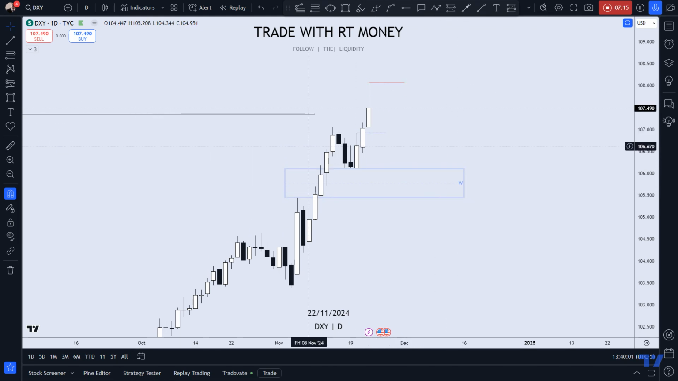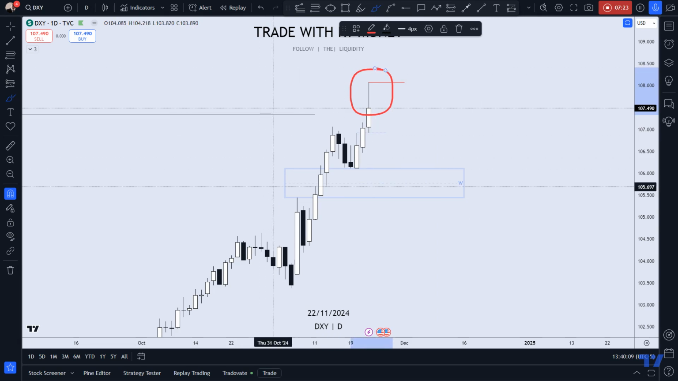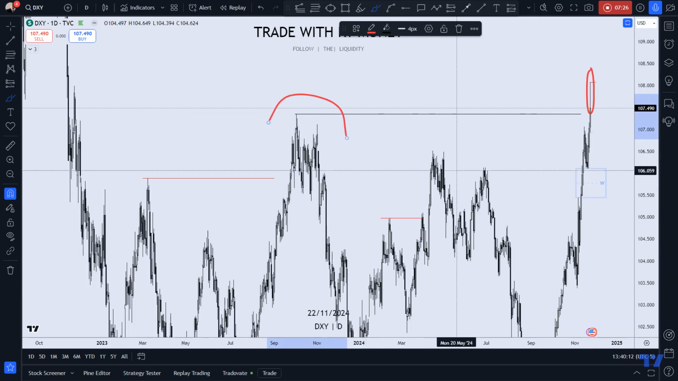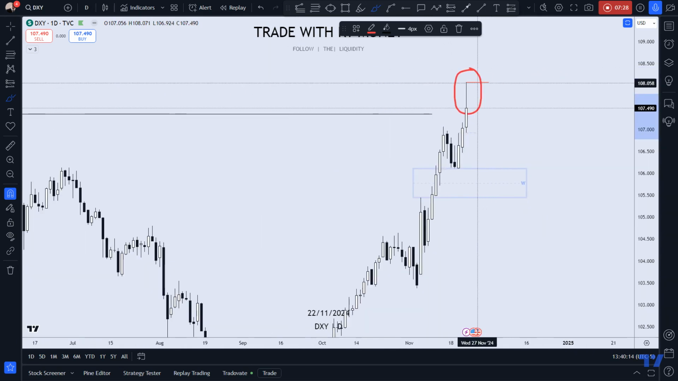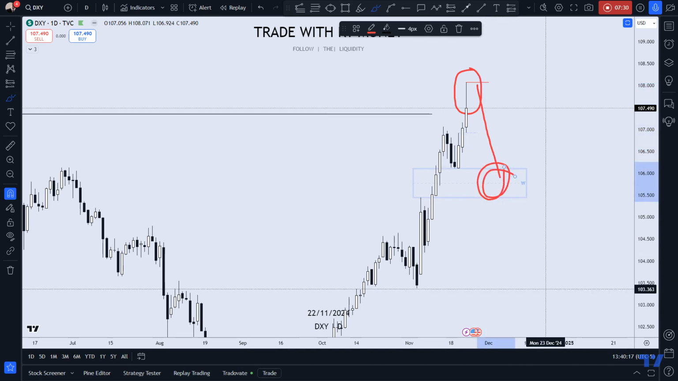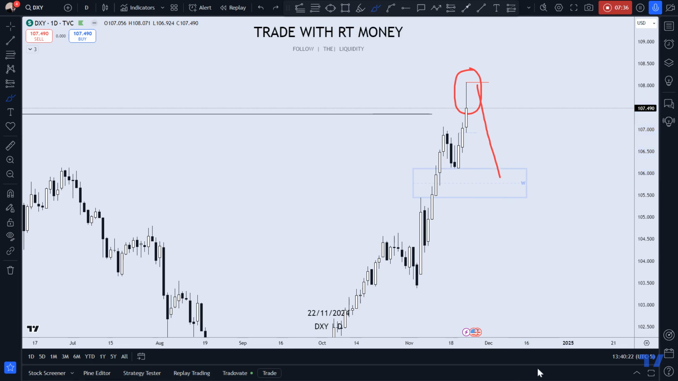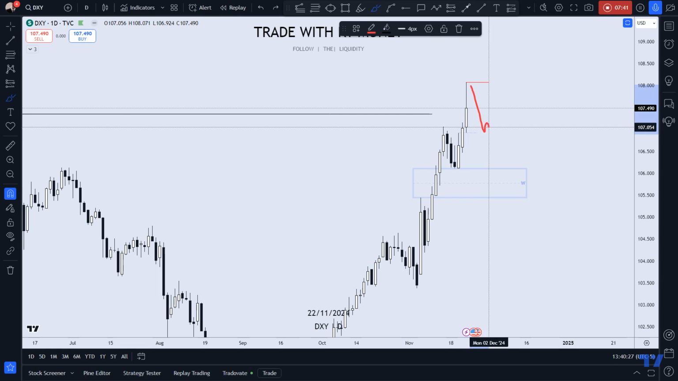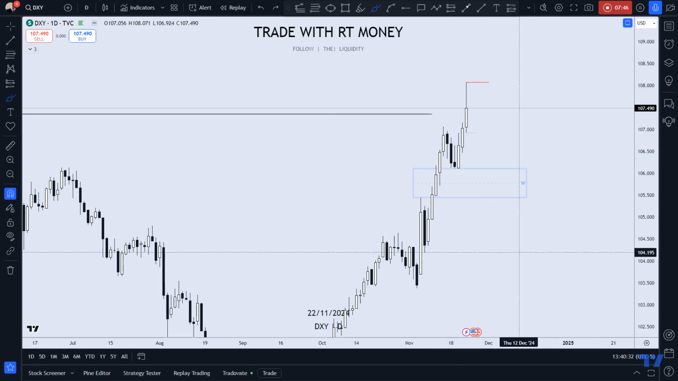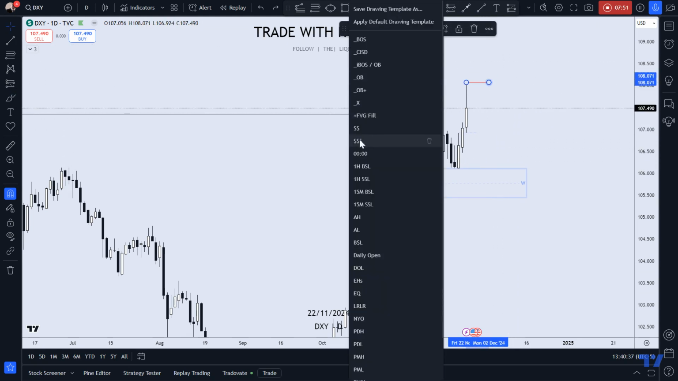But I think the draw on liquidity will be this weekly fair value gap, as price goes from an external liquidity range to an internal liquidity range. From here, I would look for price to continue higher, but I expect some kind of reaction once it gets to this fair value gap. In either case, I do expect this to be the draw next week.